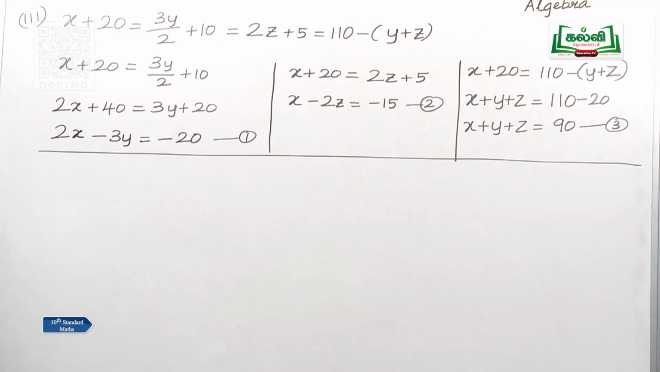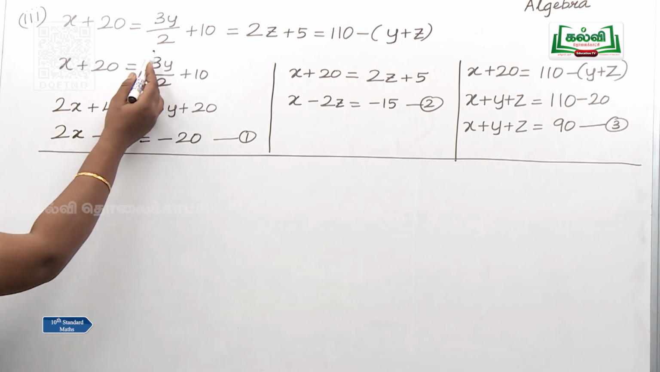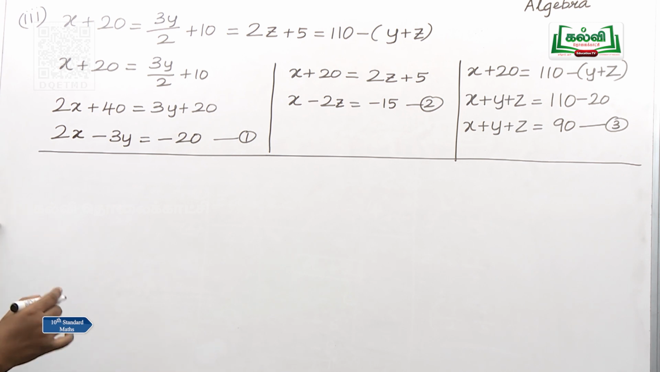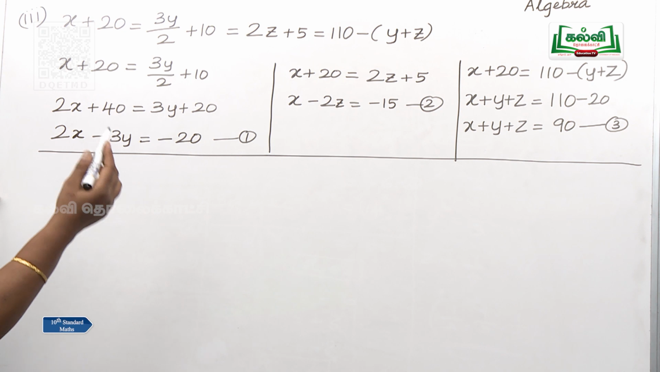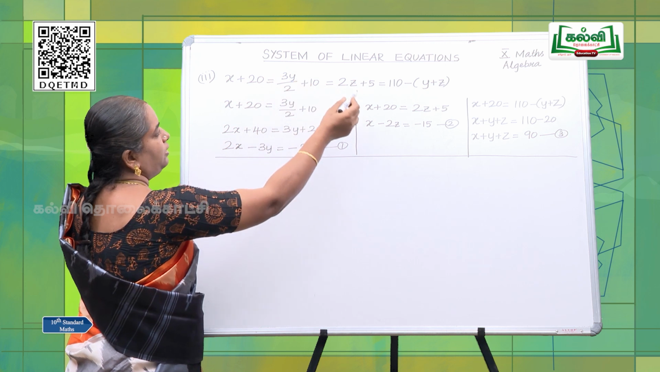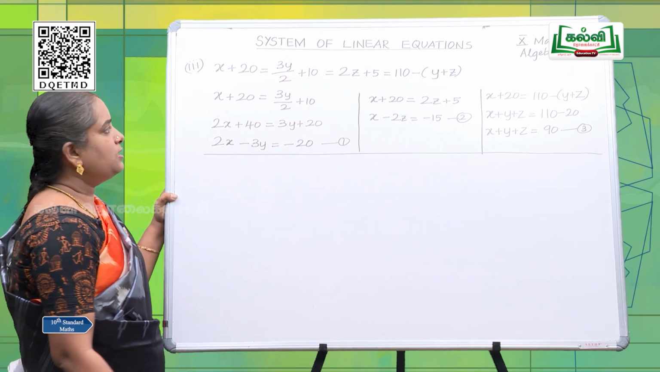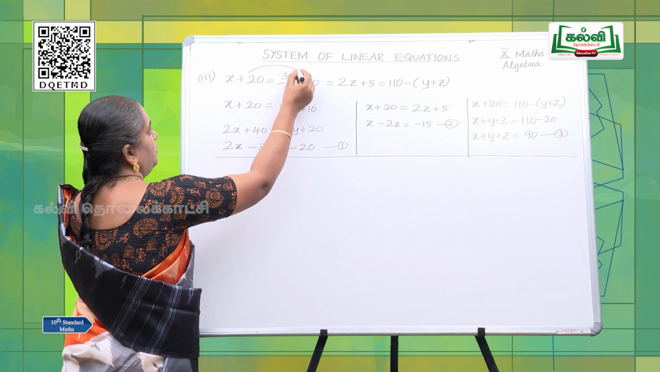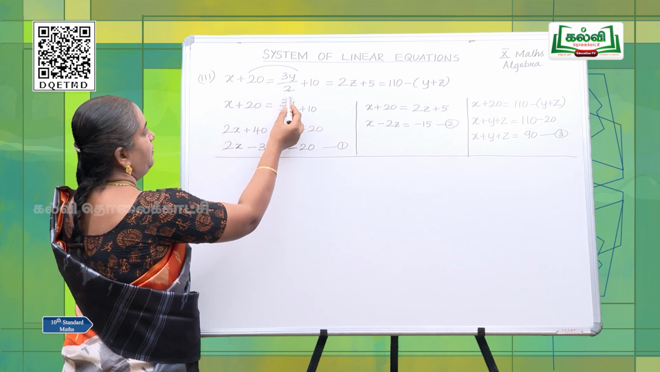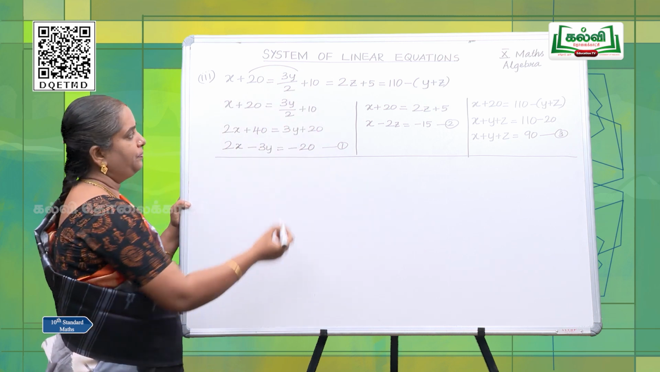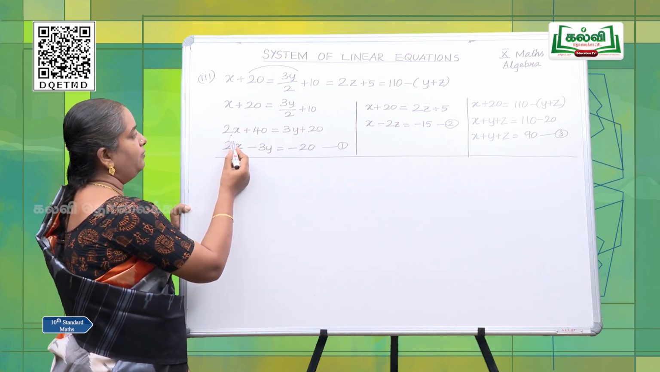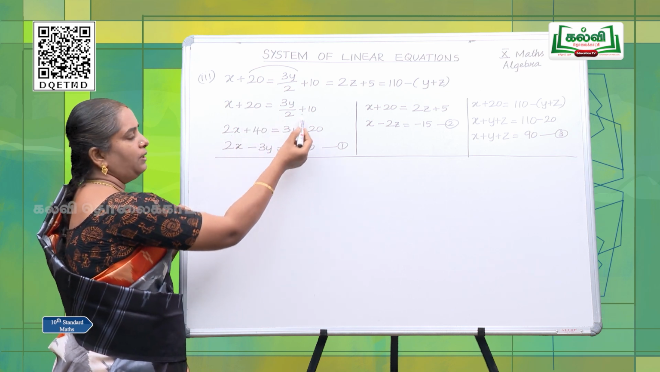Now, look at this equation which says that x + 20 = 3y/2 + 10, which is equal to 2z + 5, which is also equal to 110 - (y + z). So, here one thing is equated to three expressions. We can first equate these two and get one equation, that is x + 20 equated to 3y/2 + 10. Multiplying by 2 on both sides, we have 2x + 40 = 3y + 20.